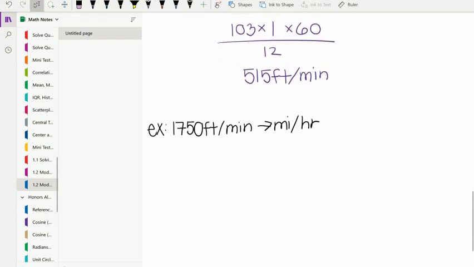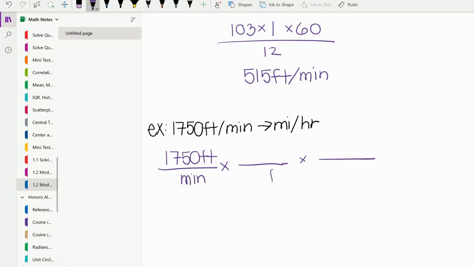All right. Next one. So our last one is, again, a double conversion. So we have 1,750 feet per minute, and we want to convert that to miles per hour. So I'm going to set up 2 conversions, because what I need to do is convert feet to miles and then minutes to hours. So for feet, because feet's on the top, I'm going to put feet on the bottom to get rid of it. I'm converting feet to miles. So what do I know about feet and miles? I know that there are 5,280 feet in 1 mile. So that will cancel out feet.